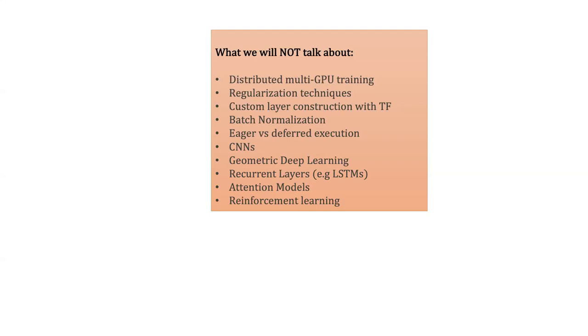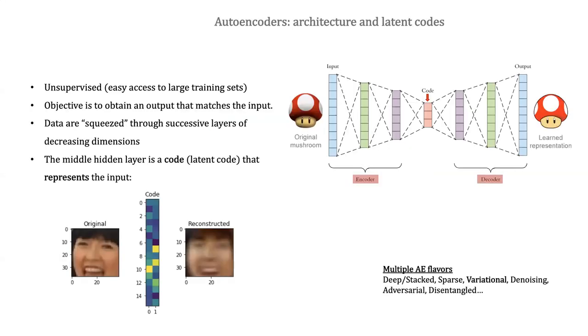Okay. So before I go to the variational autoencoders, I think it's much easier if I start with explaining what an autoencoder is, not a variational autoencoder, because the architecture is a bit simpler. So what are autoencoders? They are supervised models. So in that respect, they have the benefit of having easy access to large training sets because you do not need labeled data. And the objective is to obtain an output that basically resembles as much as possible your original input. But this happens in a particular way.